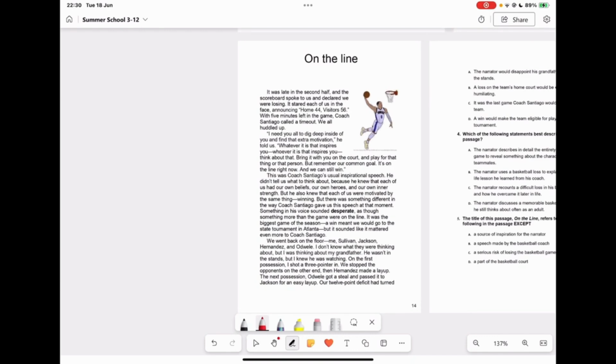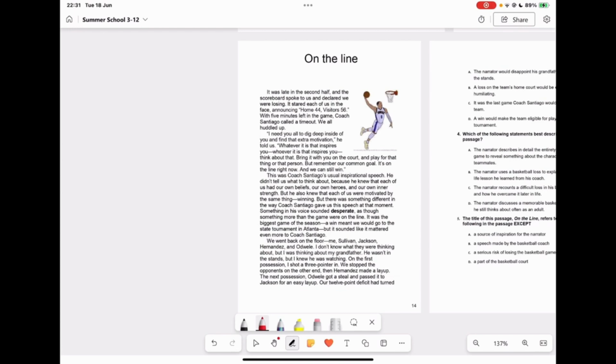Something in his voice sounded desperate, as though something more than the game was on the line. It was the biggest game of the season. A win meant we would go to the state tournament in Atlanta. But it sounded like it mattered even more to Coach Santiago. We went back on the floor. Me, Sullivan, Jackson, Hernandez, and Odd Whaley.